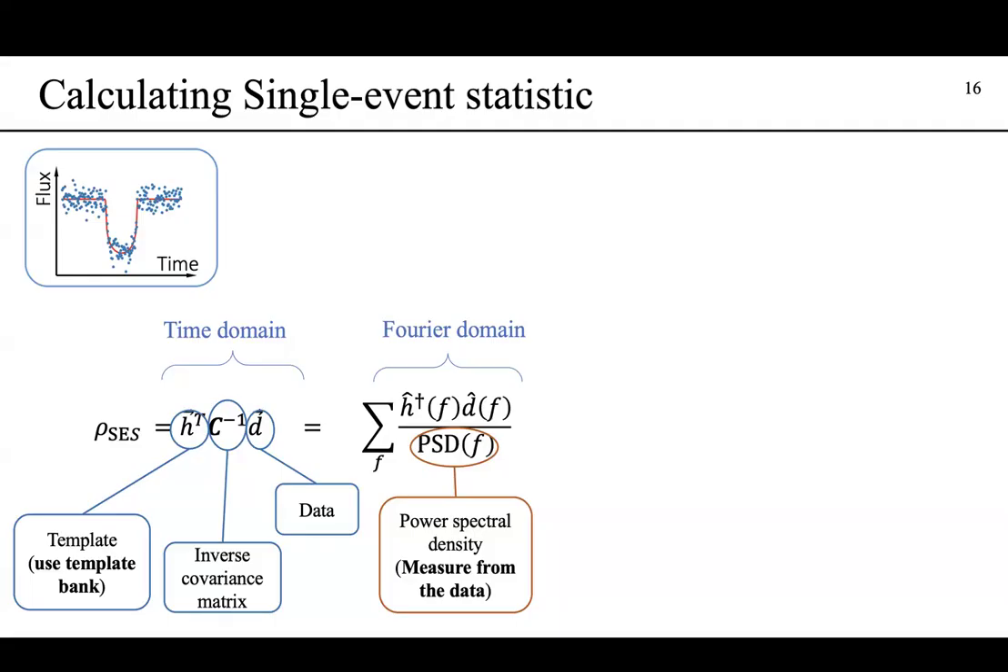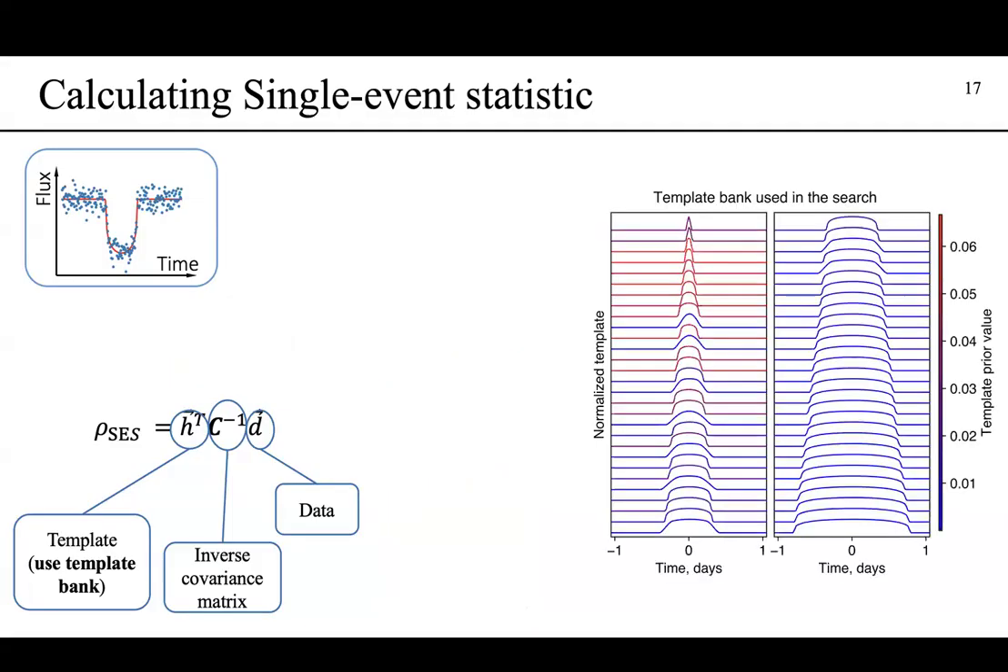Of course, writing nice formulae is good, but in reality, we don't know the template, because we don't know which planet we're looking for, and we don't know the PSD because it depends on the star. It's going to be different for every star. It depends on time. It's going to be different for every Kepler observation period. So the formula is great, but we don't know the components.